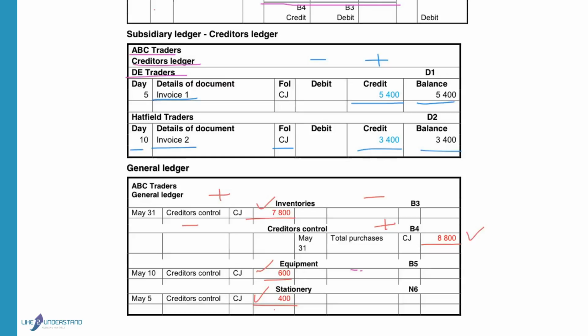What's very important in the general ledger is that when we post totals, we will record the entries on the last day of the month. So the inventory account that has a total, and the creditors control account with a total, we will post at the end of the month. Any amounts in the sundry columns will be posted on the day that the transaction took place. So equipment is on the 10th and stationery is on the 5th.